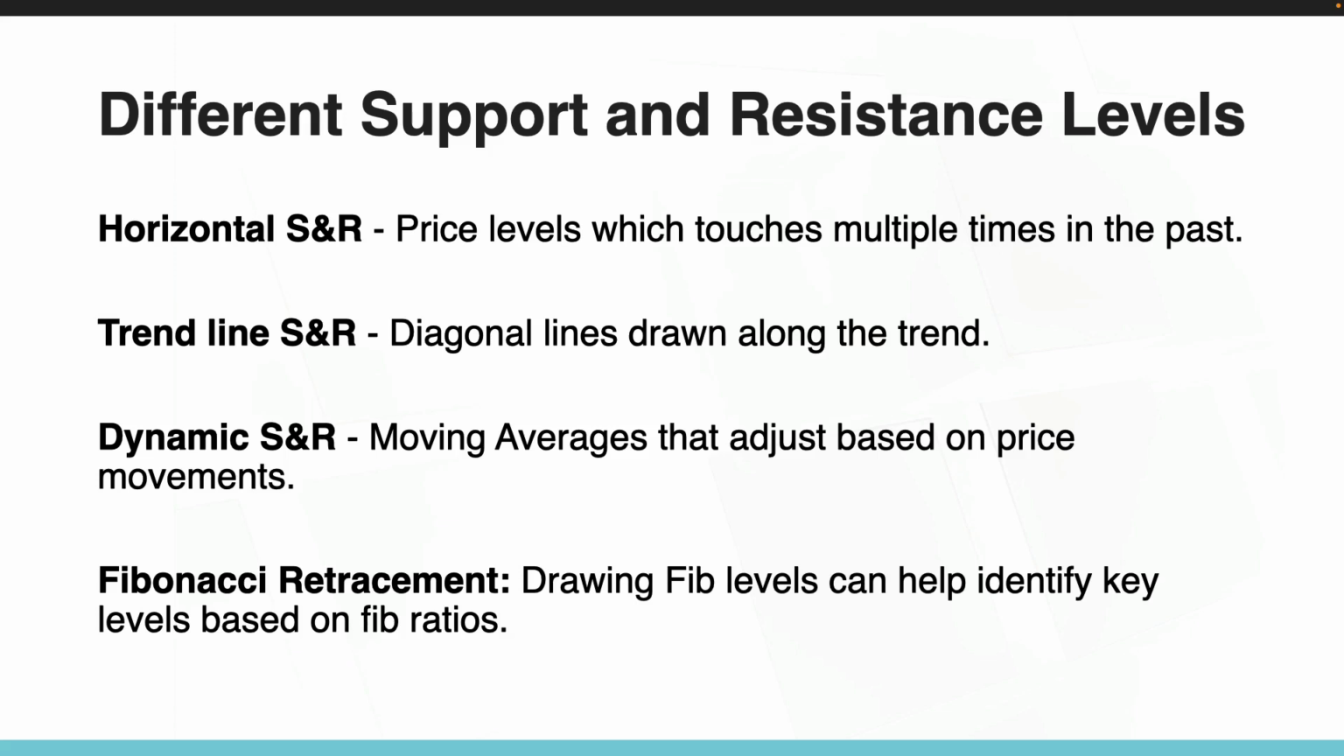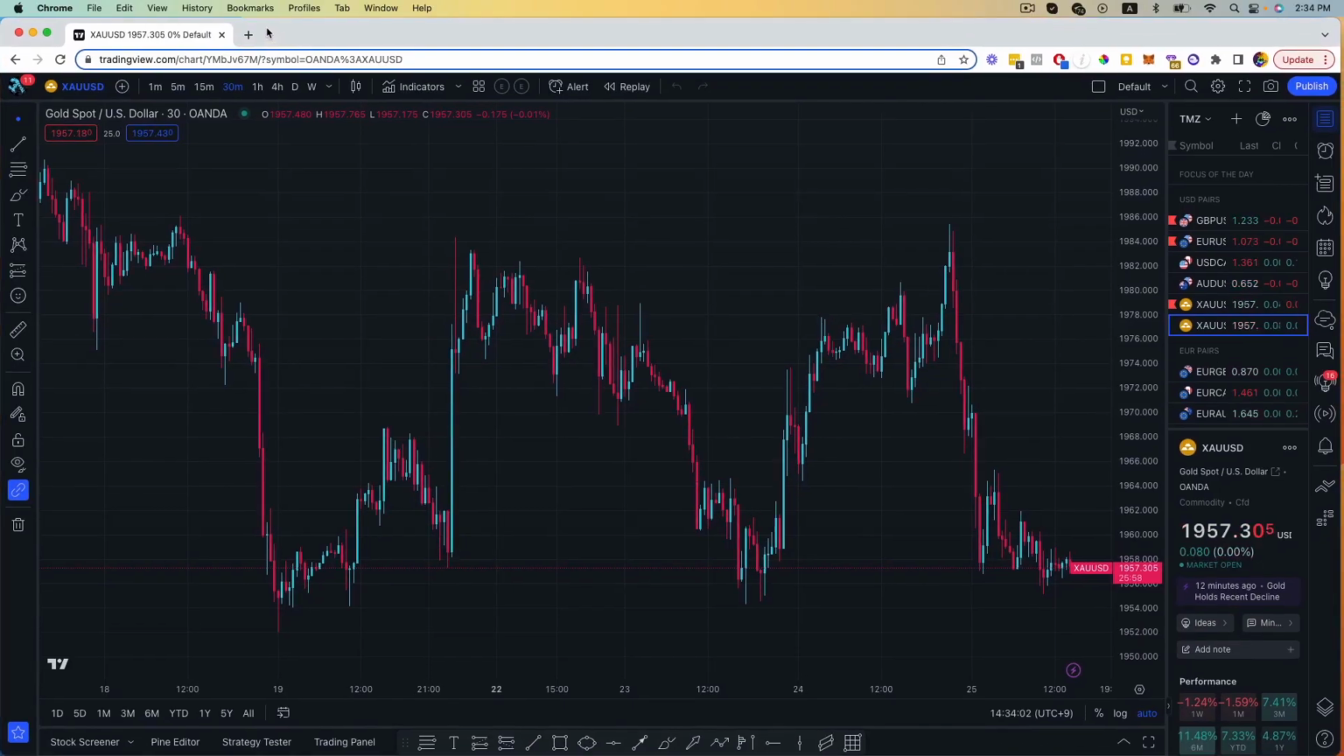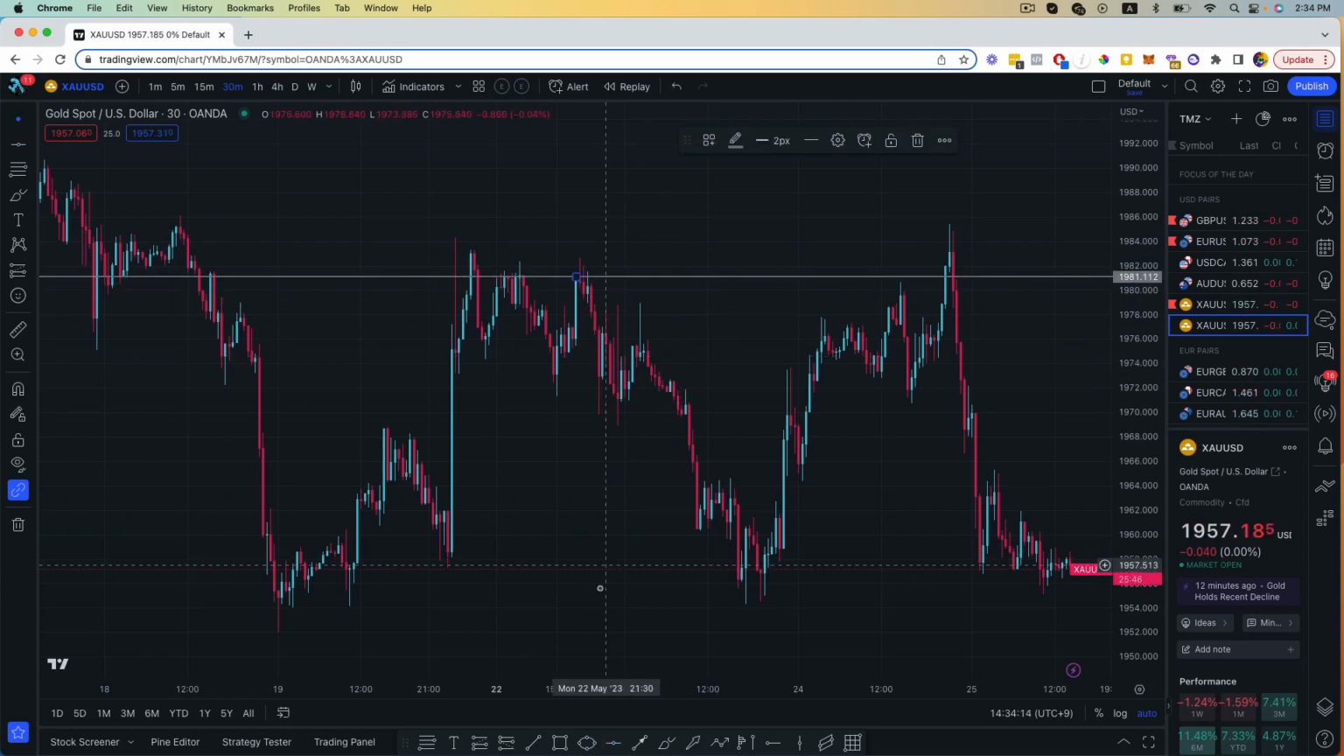And some people use the Fibonacci retracement tool to draw the fib levels and then identify the key levels based on the fib ratios. So if we head over to my browser, I'll give you a quick demonstration of this. In TradingView, as you can see, we can draw the horizontal lines, and I normally just use this horizontal tool over here and draw my support and resistance. And this is basically the horizontal support and resistance, right? If you draw something like this.